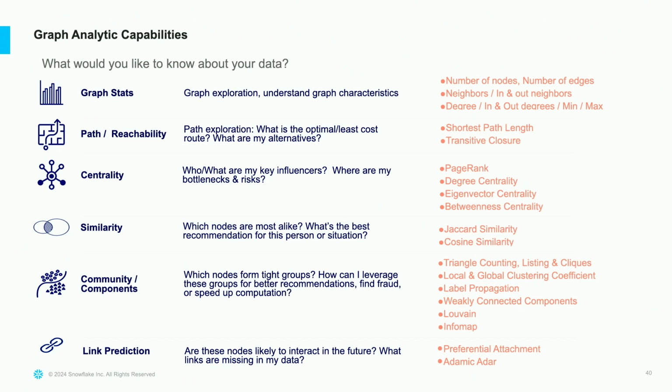Also similarity, this is where graphs are used to build recommendations. Customers that are similar to each other, products that are similar to each other. You can find things like Jaccard similarity and cosine similarity and another dozen or so similarity metrics to help you understand how things are related and why you may want to recommend one thing over the next.